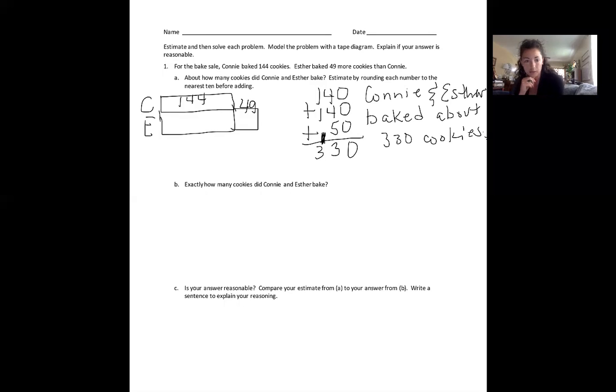Let's look at part B where it says exactly how many cookies. So that's the word exactly. How many cookies did Connie and Esther bake? Let's put those amounts together. So if we know that Connie baked 144 cookies, right? Well, we also know that Esther baked at least that 144 as well, plus the 49 more. And when we're exact, we're going to do the exact numbers here. So let's do the addition.